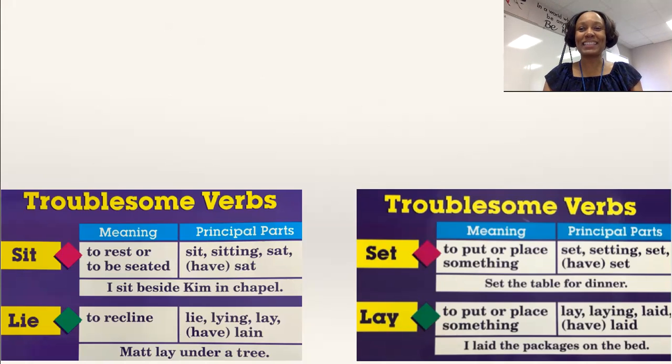And remember, we did a little tune last week. You should be familiar with it by now. So you would do sit, am sitting, sat, have sat, set, am setting, set, have set, lie, am lying, lay, have lain, lay, am laying, laid, have laid. Very good. So just go ahead and practice those different parts using that tune.